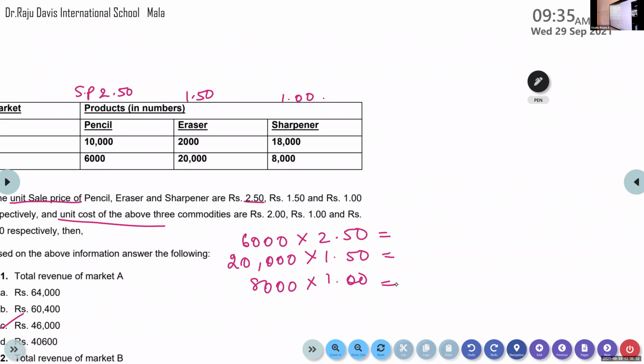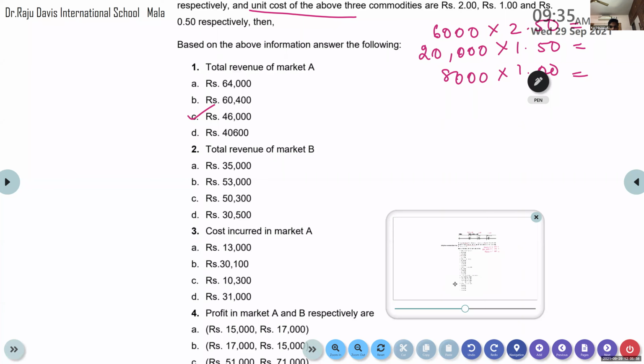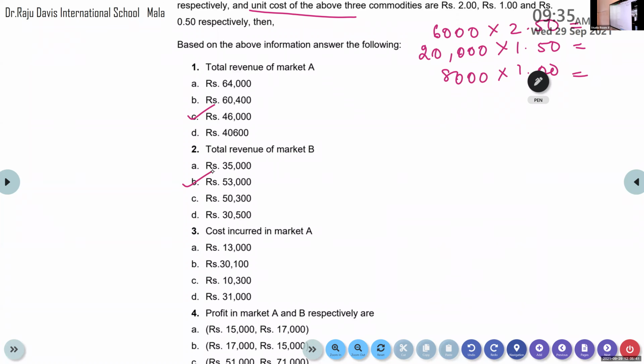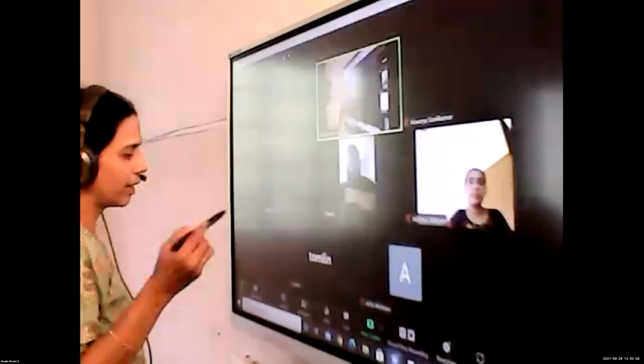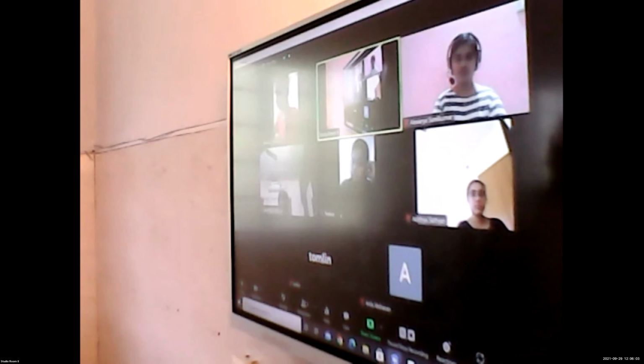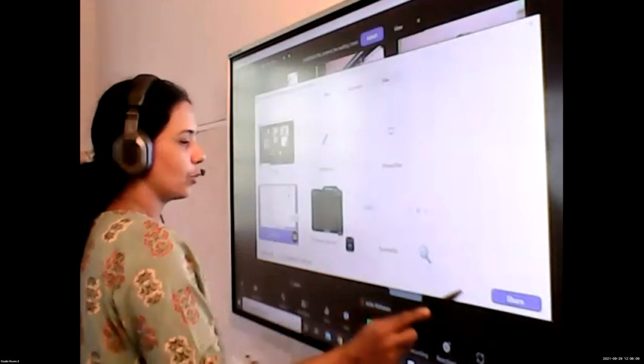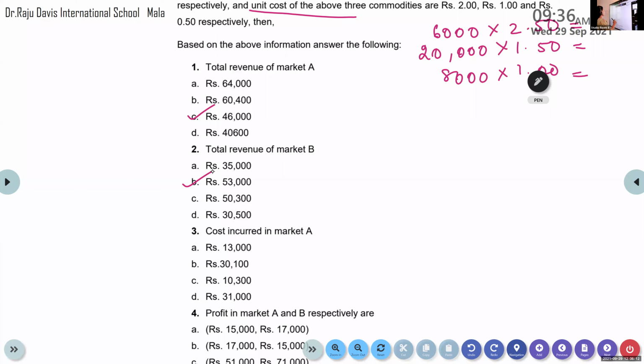What is the answer, Karthik, for the second one? 53,000. Is it correct, Femina? Is it correct, Aditya? Yes, ma'am. See, if you do it fast in the class, you should be aiming that you have to give the answer first. If you do like that, we'll be able to do it fast. That calculation speed, that skill, we have to develop.